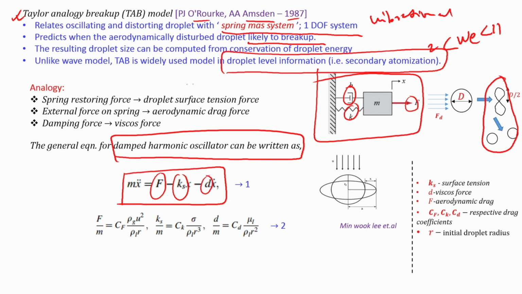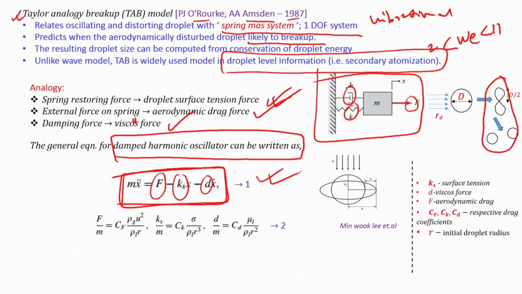The spring restoring force here, by common sense, has to be surface tension. The external force is the aerodynamic force, and the damping force is nothing but the viscous force. So, based on this equation, it is a spring mass system which has surface tension as the restoring force, viscosity as the damping force, and aerodynamic force as the forcing function.